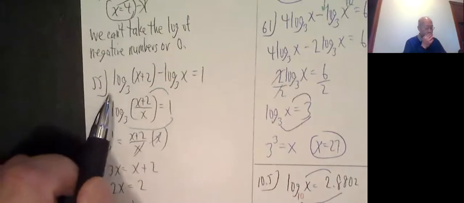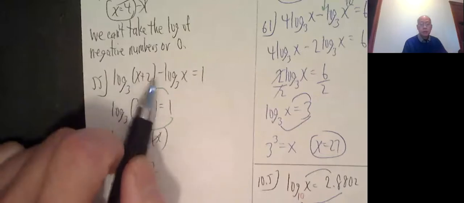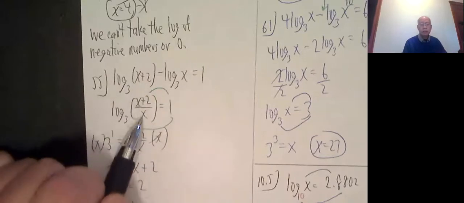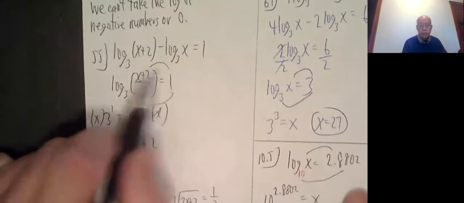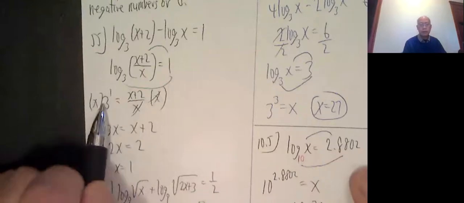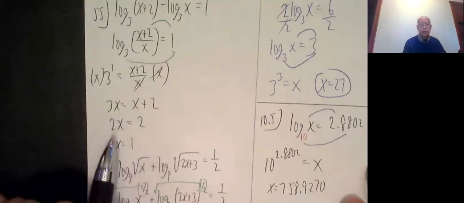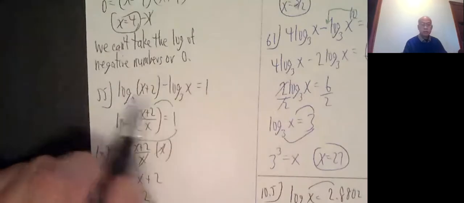Okay, 55. Log base 3 of x plus 2 minus log base 3 of x. So the minus sign means I'm going to divide, x plus 2 over x. Okay, unscramble it. 3 to the 1 equals x plus 2 over x. 3 to the 1 is 3. Multiply both sides by x. 3x equals x plus 2. Subtract x. 2x equals 2. So x equals 1. Double check, if I plug in 1, I'm good. I'm not taking the log of any negative.